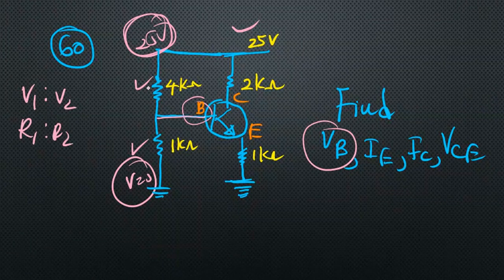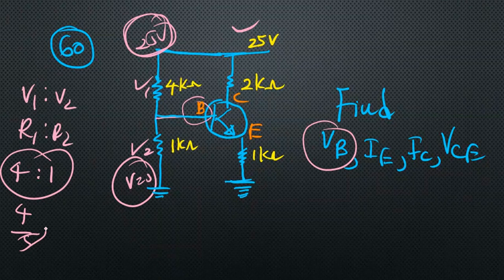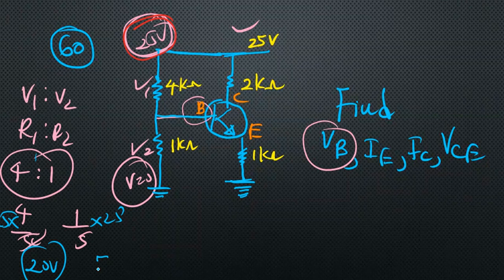So if V1 and V2, the resistance ratio is 4:1, so we have to get the fractional values. We add these two as the denominator, so 4/5 and 1/5. Then we multiply by this 25 value to find the potentials. So 4/5 into 25 and 1/5 into 25, so here we get 20 volt and here we get 5 volt.